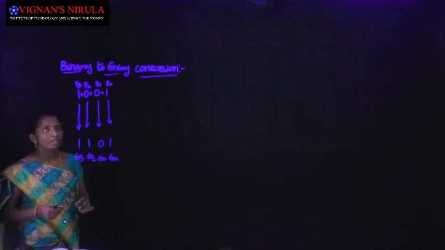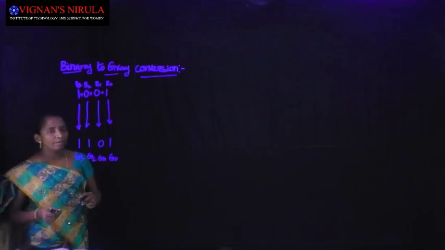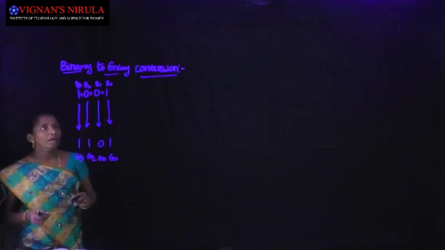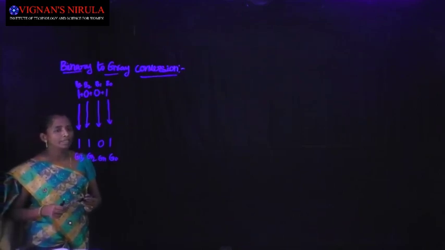Here we are writing the MSB of the binary as it is, and we are adding the MSB to the MSB minus 1 and writing the sum as the MSB minus 1 of the gray code. Like that, adding the succeeding bits.